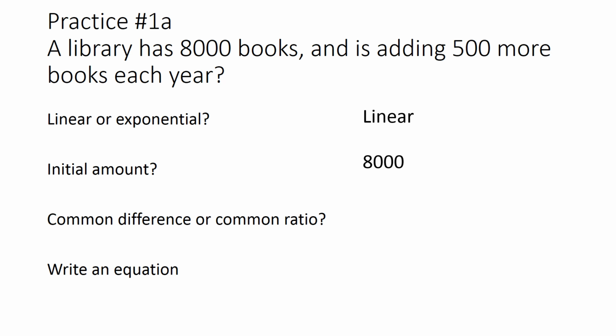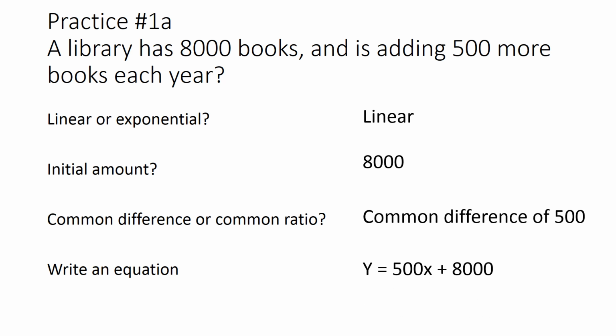The common difference is the amount that we're adding or subtracting each time. In this case, we're adding 500 each time. So our equation is y equals mx plus b. Remember, m, the slope, is the common difference, and b is the initial amount. So we can write the equation as y equals 500x plus 800.